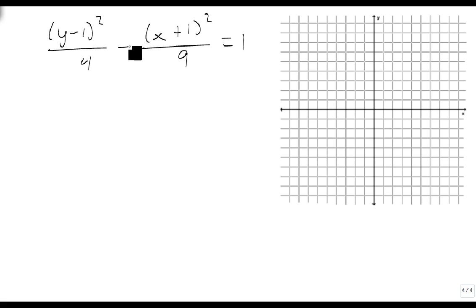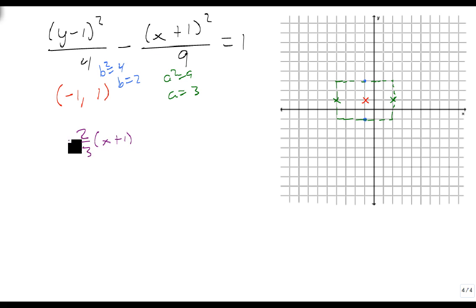(y minus 1) squared over 4 minus (x plus 1) squared over 9 equals 1. Again, our center is at (minus 1, 1). Our b squared equals 4, so b is 2. And those are our vertices this time. And our a squared is 9, so a is 3, and these are not. So now here's our bounding box. Our asymptotes are found by doing b over a, so 2 thirds times (x plus 1) with a plus or a minus is equal to y minus 1.